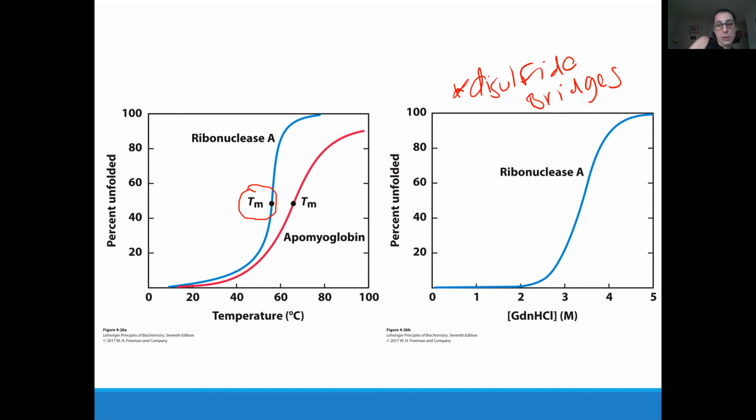And you can see again, as you increase the molarity of this chaotropic agent, the protein will become more unfolded. So we learned a little bit based on these graphs about the stability of these proteins. For example, apomyoglobin is stable at higher temperatures than ribonuclease A. And we also know now that ribonuclease A must have folding that is held by disulfide bridges because it is sensitive to the addition of a chaotropic agent.